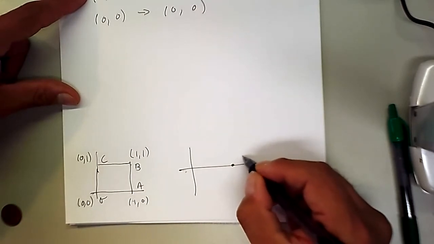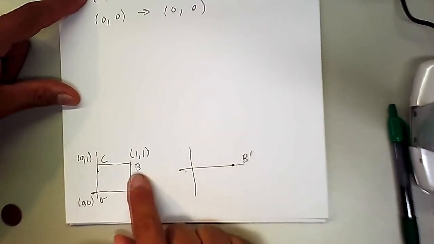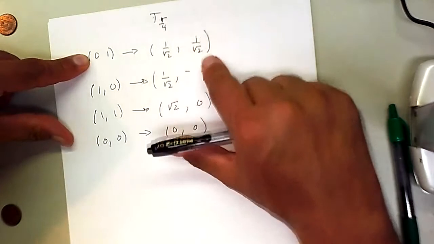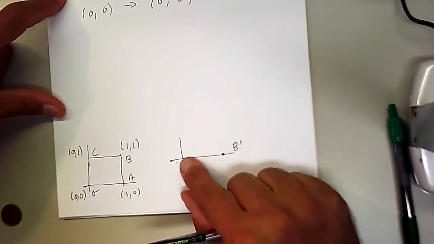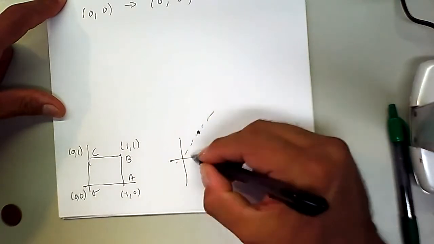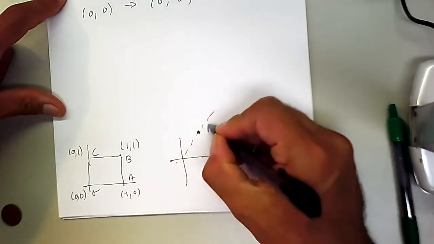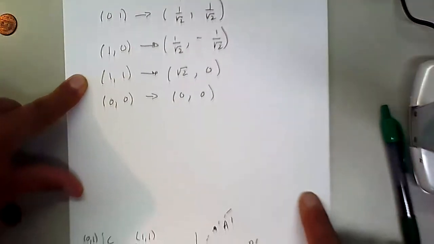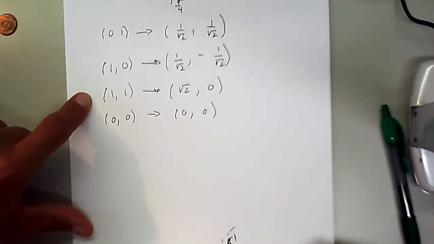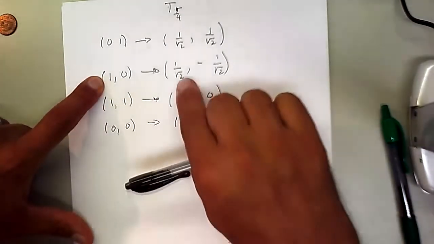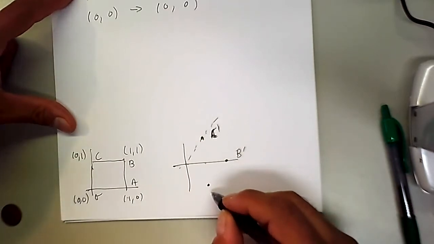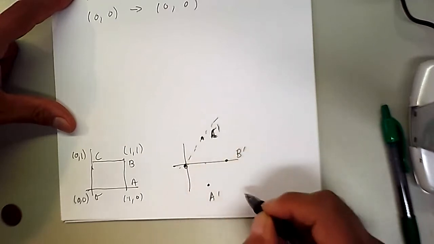B mapped is, let's call this B prime, because that's what this point became after the transformation. And then 0, 1 goes to 1 over the square root of 2, 1 over the square root of 2. That's going to be somewhere on this 45 degree diagonal, about there. And that is C prime, because that came from this one. And then 1, 0 is to the right and down, the same distance, so about there. And that is A prime. And then the origin stays invariant.